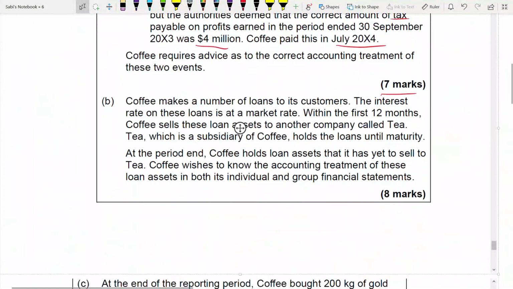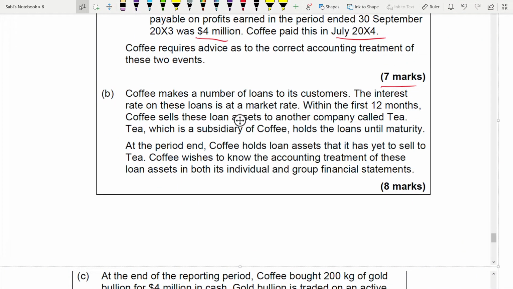Coming to part B. Coffee makes a number of loans to its customers. The interest rate on these loans is at a market rate. Within the first 12 months, Coffee sells these loan assets to another company called T. T, which is a subsidiary of Coffee, holds the loans until maturity. At the period end, Coffee holds loan assets that it has yet to sell to T.